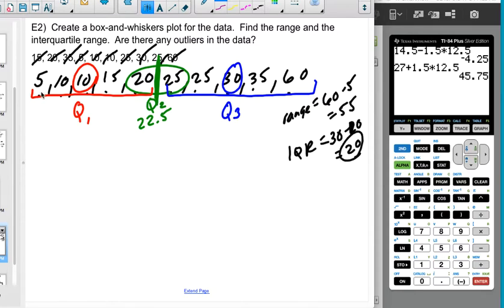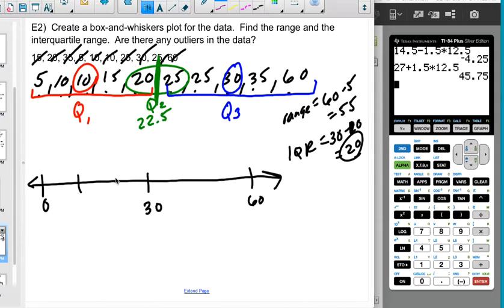When I draw my box and whiskers, I need numbers from 5 to 60, so I'm just going to go 0 to 60 because that seems easier. So here's 0 and 60. Again, that's a lot of numbers to cover, right? There's 30, so if it's too many numbers, then you could just go by tens and you can kind of eyeball where things are. You're not really graphing something like this by hand.